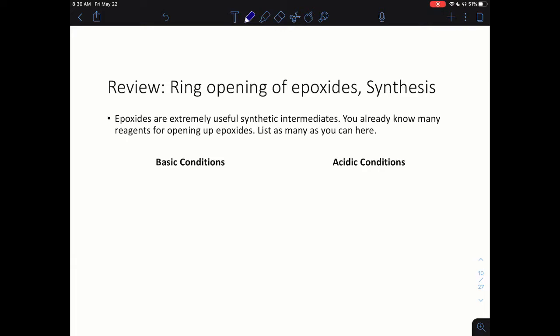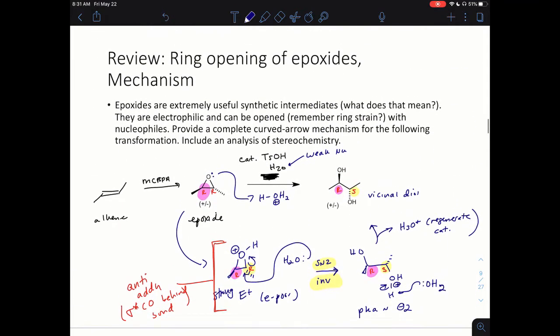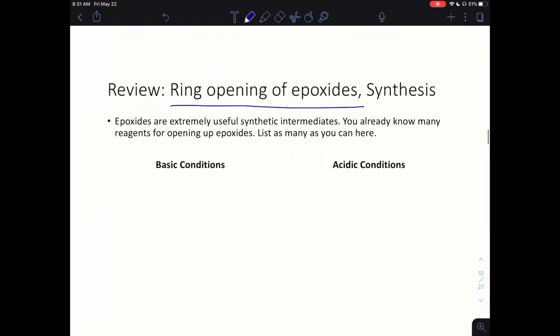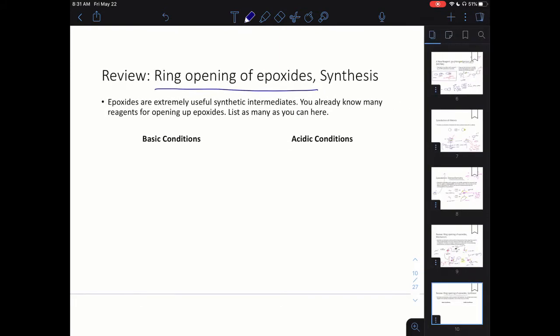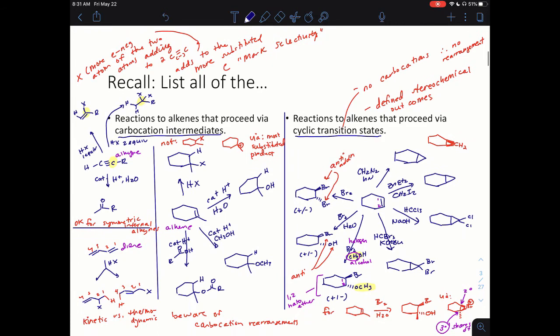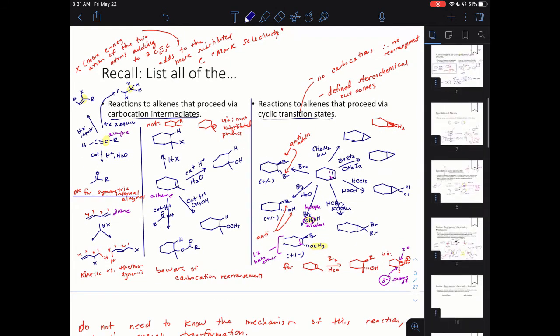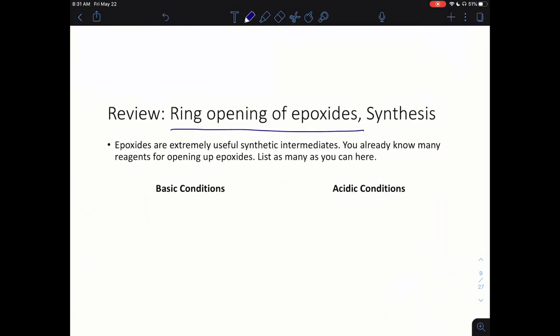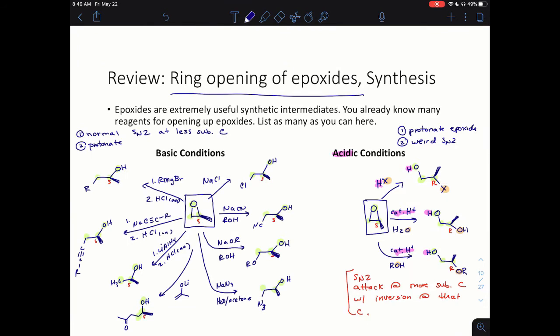We should pause now and review all the ways that we know to open epoxides. So we looked at this one. We should think about all the other ways we know to open epoxides. Just do a quick brainstorm similar to the exercise from the beginning of the lecture. This is what I came up with.